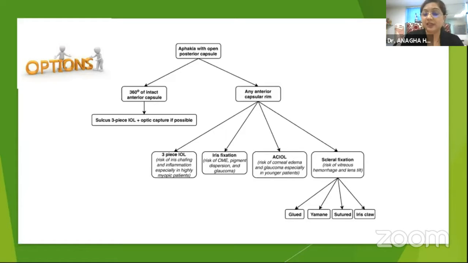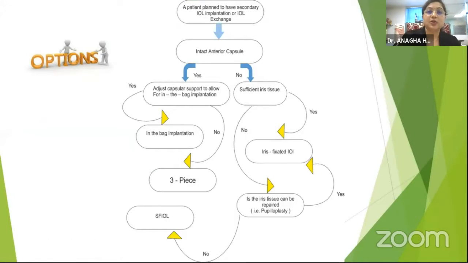With ACIOLs, the incidence of use is now definitely very less. There's a greater incidence of corneal edema and glaucoma because the angle gets fired. And of course, scleral fixation, where you again have the options of glued, Yamane, or sutured IOLs. Now suppose you have an intact anterior capsule. If the posterior capsular rent is very small, you can still go ahead with an in the bag implantation. However, if the PCR is very large and that could be risky, you go ahead with a 3-piece IOL in the sulcus.